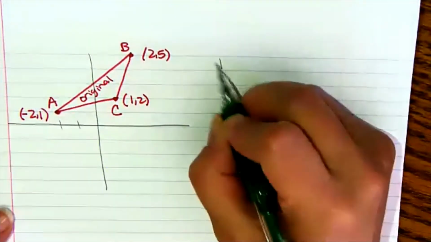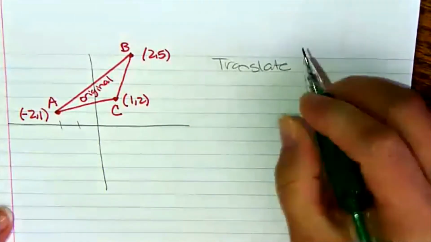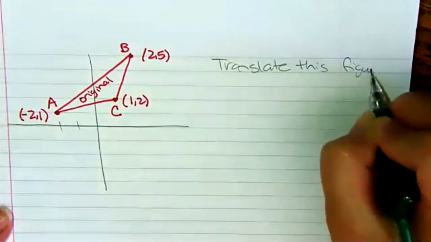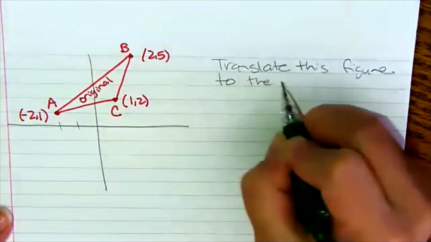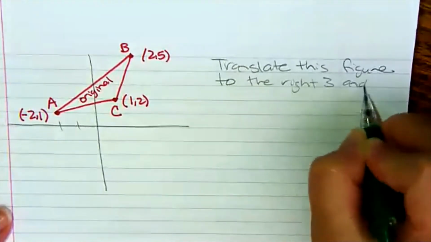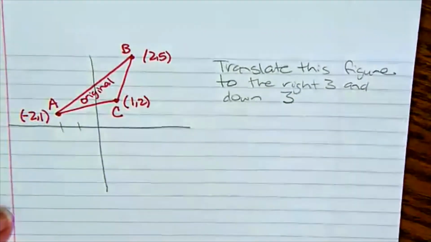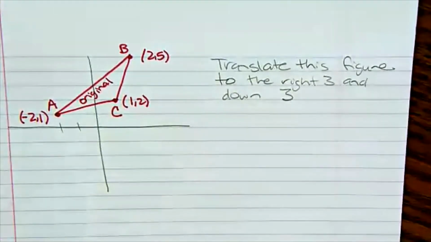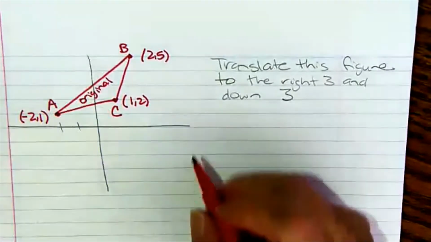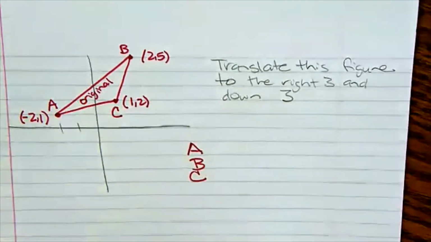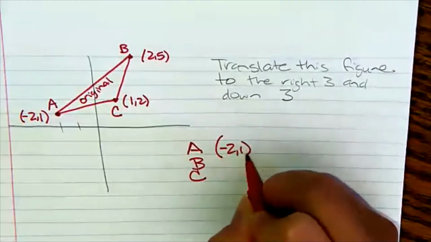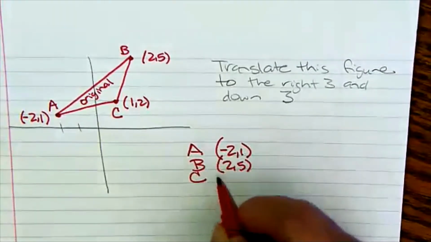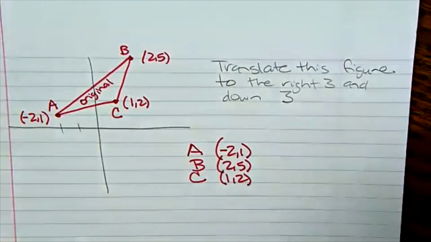And then the book is telling us to translate this figure to the right 3 and down 3. Okay, we can totally handle this. We're going to take our 3 points, A, B, and C. A is -2, 1, B is 2, 5, and C is 1, 2.